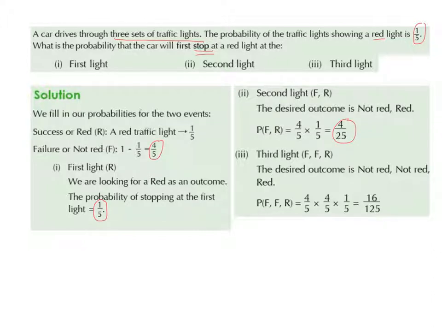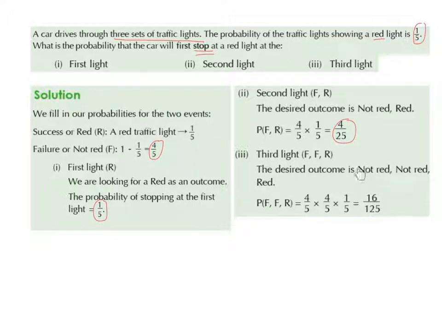And the last question, what's the probability that the car will first stop at a red light at the third light? So if the third light is to be red, it means we're going to have F comma F comma R. So fail, fail and red. Or not red, not red and red. So the desired outcome is not red, not red, red.